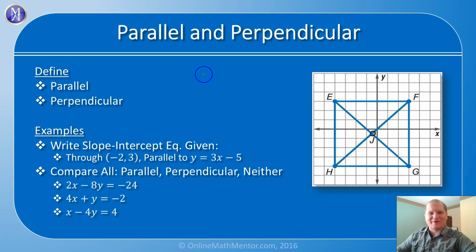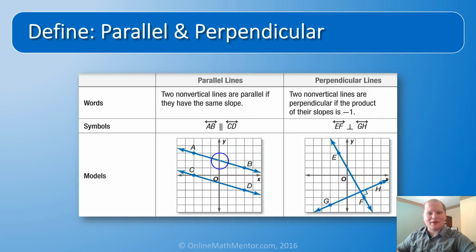In this video, we're going to talk about parallel and perpendicular lines. First I'll define them, and then we're going to go through a couple of examples. Parallel lines are two lines that run next to each other, but they never ever touch, and they have the exact same slope.